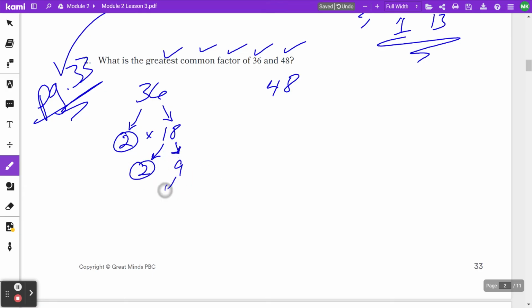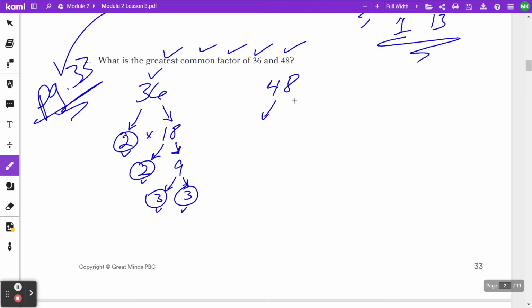You don't break it up anymore. And 9 gets broken up into a 3 times 3. Guess what? There are those two 2s and there are those two 3s, all prime numbers. Cool, right? So if you actually multiplied all these guys together, guess what? You get that 36. Okay, so any number is a product of its prime numbers.